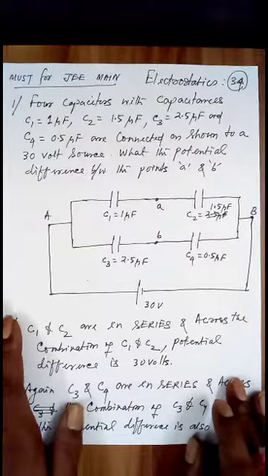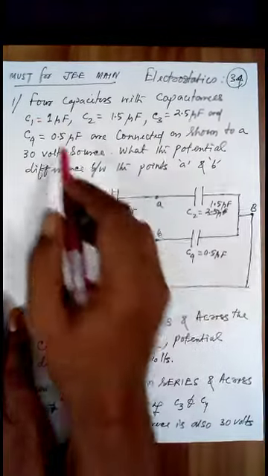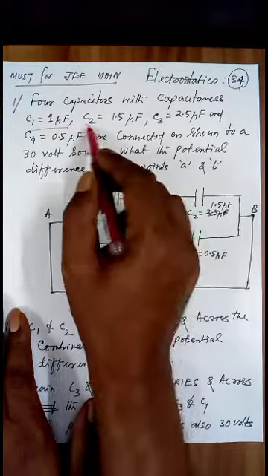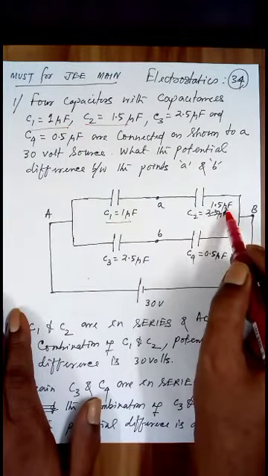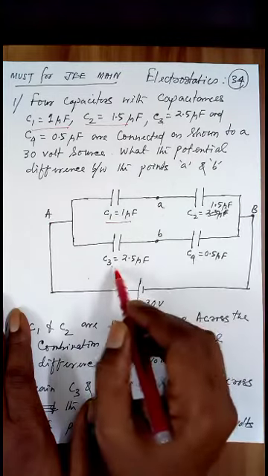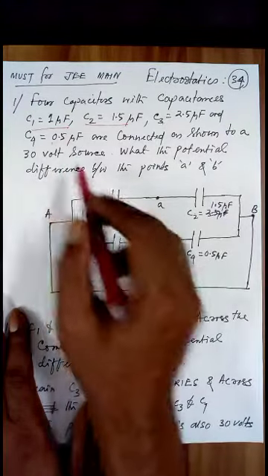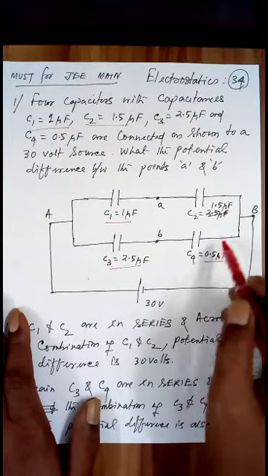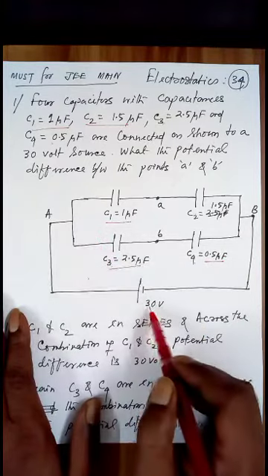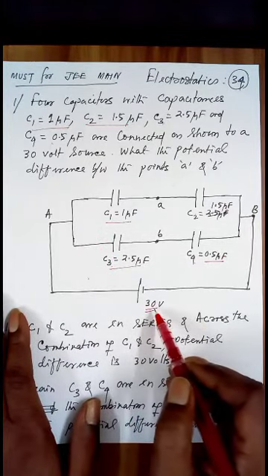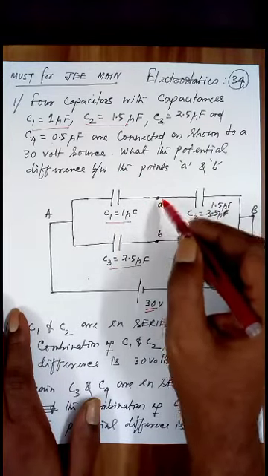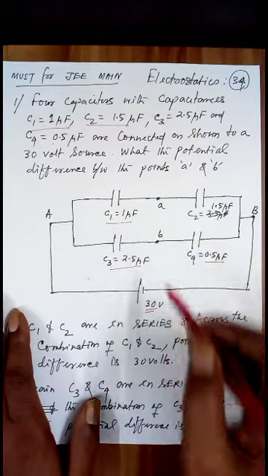Now let us go back to the problem. Very simple. Now 4 capacitors with capacitances C1 1 microfarad, C2 1.5 microfarad, C3 2.5 microfarad, and C4 0.0 microfarad are connected as shown to a 30 volt source. What is the potential difference between the points small a and small b? This point is small a, this point is small b.